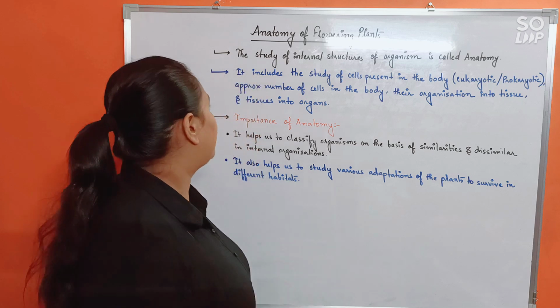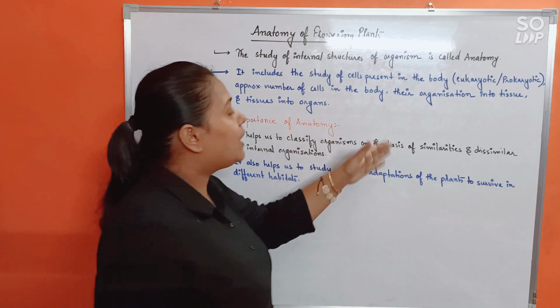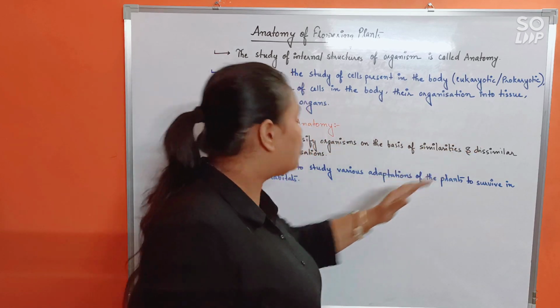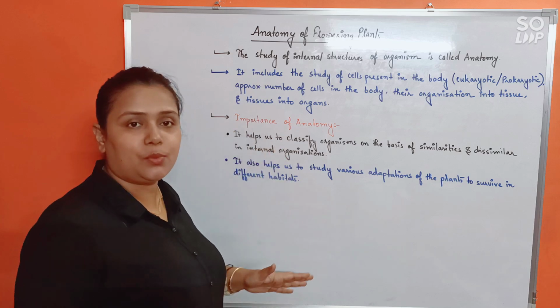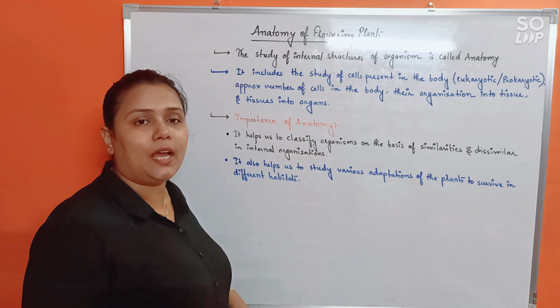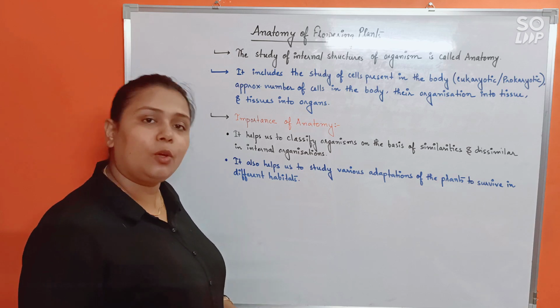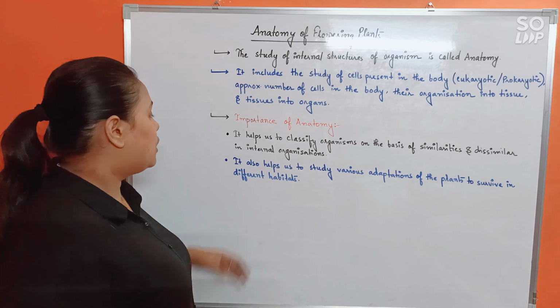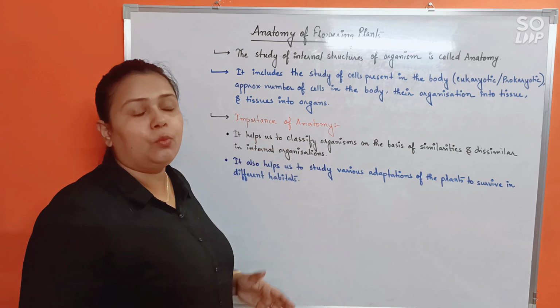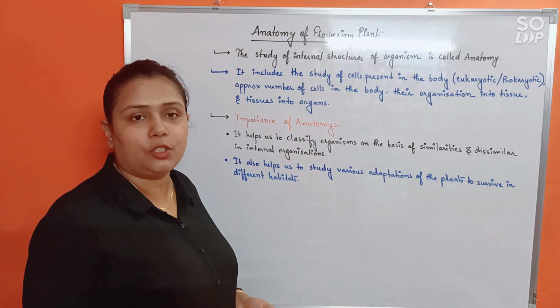Okay. Next, the approximate number of cells in the body, likewise their organization into tissues and then tissues into organs, which I have already mentioned to you, right? All these internal organizations when we study, that falls under anatomy. Okay, next. So what is the importance of anatomy? What exactly does anatomy convey to us? Why do we study anatomy?